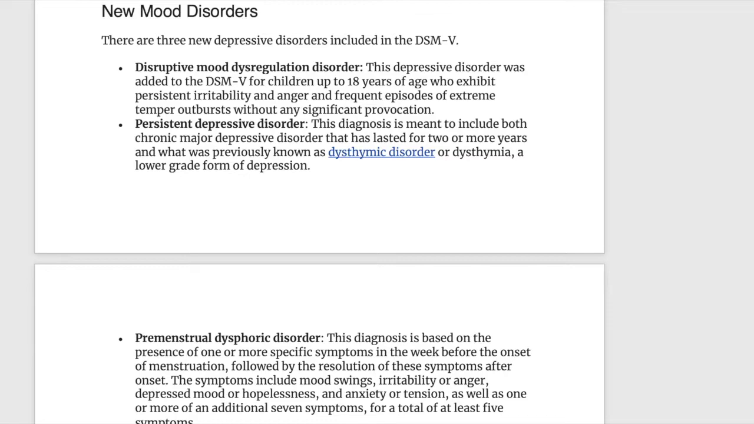So it's really important to know these things, though, especially if you're going to be in the mental health field. So with premenstrual dysphoric disorder, the symptoms include severe mood swings, irritability, anger, depressed mood, hopelessness, anxiety, tension, as well as an additional 7 symptoms for a total of at least 5 symptoms. So again, this is going to be in the DSM-5.